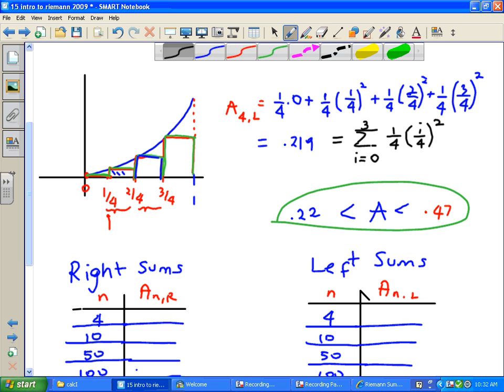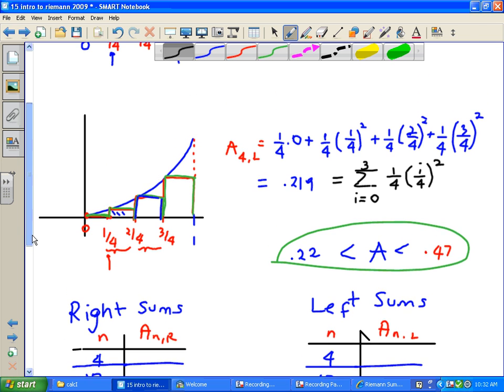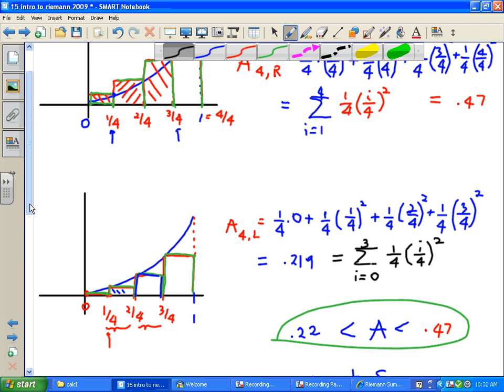What was the major difference between this and the previous summation? Where the I started. Basically, for the right sum, you will always have I from 1 to n. For the left sum, you will have I from 0 to n minus 1. That's going to be the only difference between a right sum and a left sum. So right sum starts from 1, it goes all the way to n. Left one starts with 0, goes all the way to n minus 1.